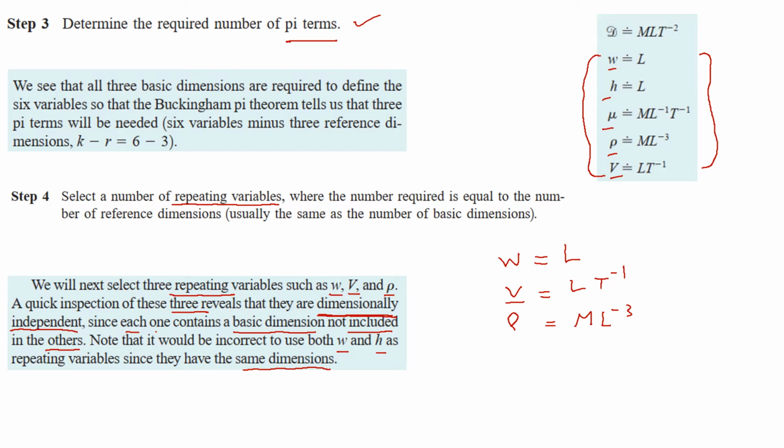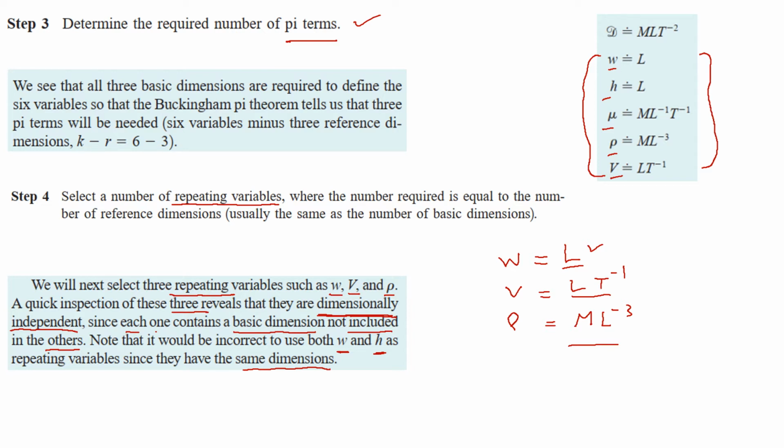And as stated in this statement, we cannot take width and height both as our repeating variables, because by taking height as a repeating variable, we will have two variables with the same dimensions, so this will not be dimensionally independent. So we will have to select those variables that are dimensionally independent, and dimensional independency means that they must have at least one dimension which is not repeated in the others. So this is what dimensional independency means.